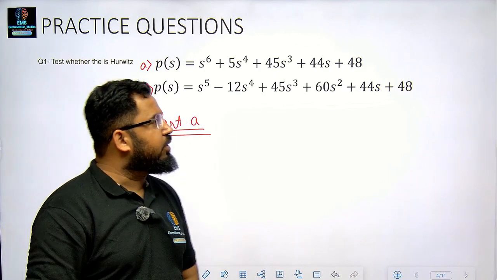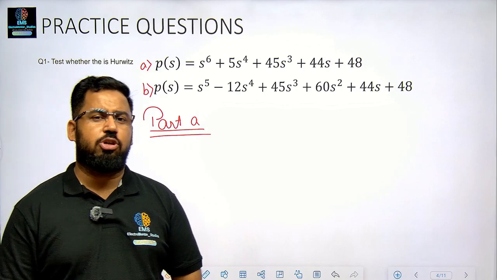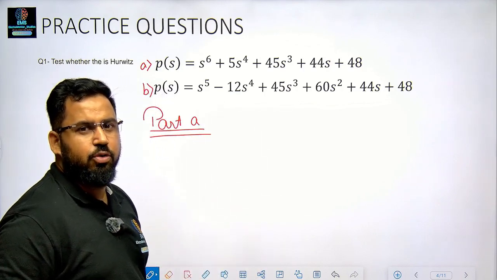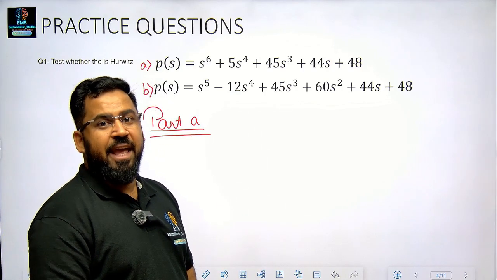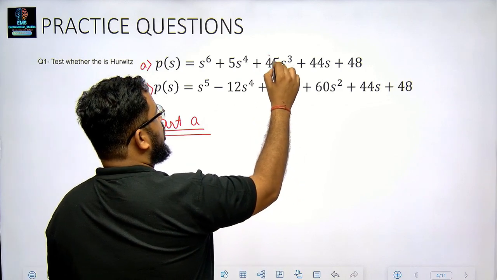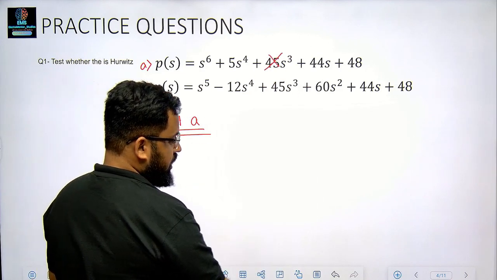Just look at the equation. Can anyone tell me whether it's Hurwitz or not? Just look at it. Go through it once. Yes, it is not a Hurwitz polynomial. Why?